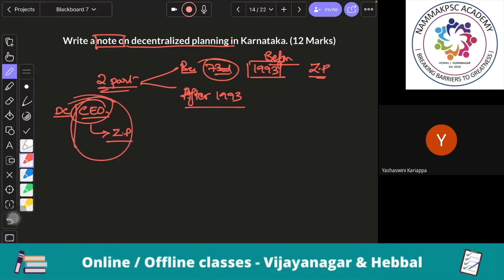The development work of the rural areas and other decentralized planning have been removed from the district collector in Karnataka and has been given to the ZP, Zilla Panchayat. This has been done in Karnataka even before 1993 or before the 73rd Constitution Amendment. That you have to focus on, that you have to mention. And you have to mention that it's called the Karnataka model. So this you have to box when you're writing it.